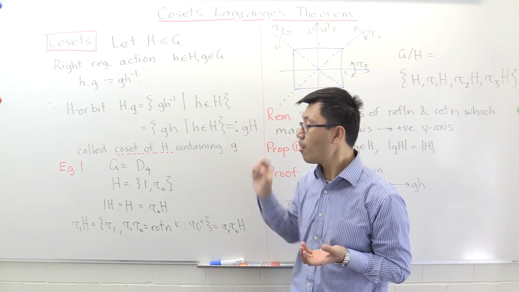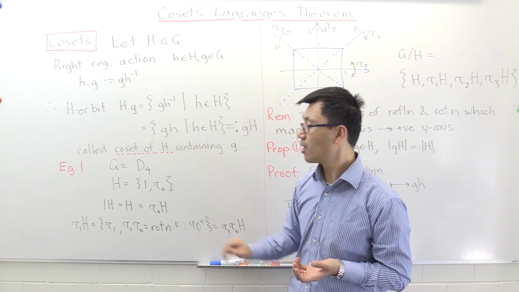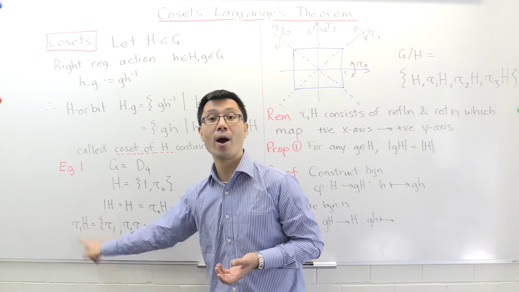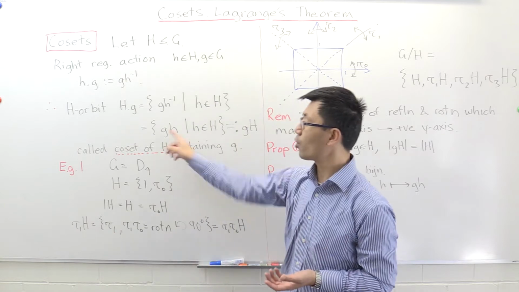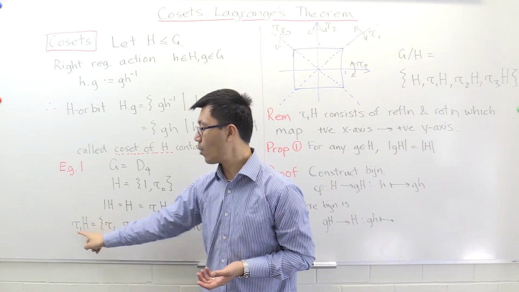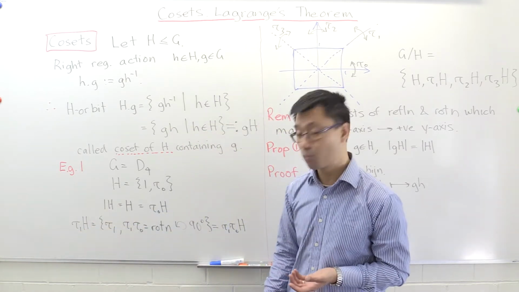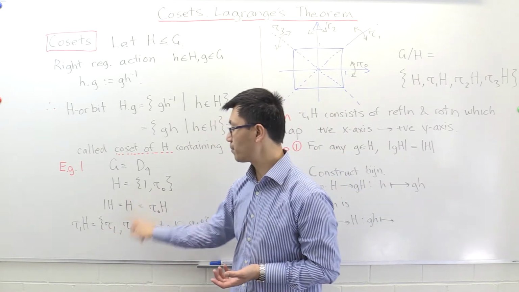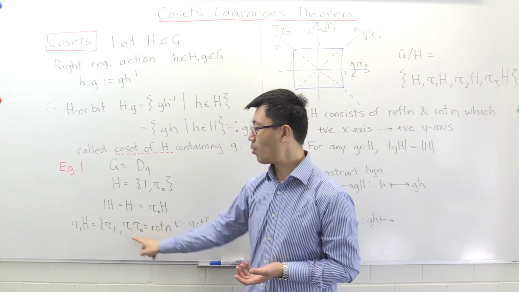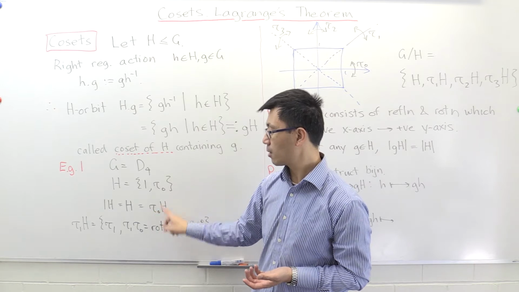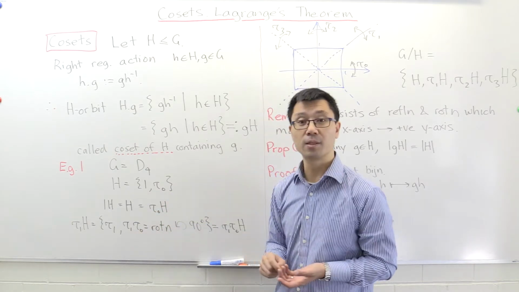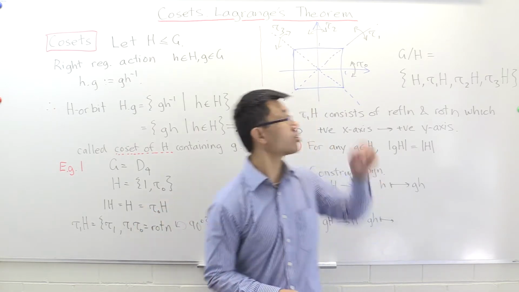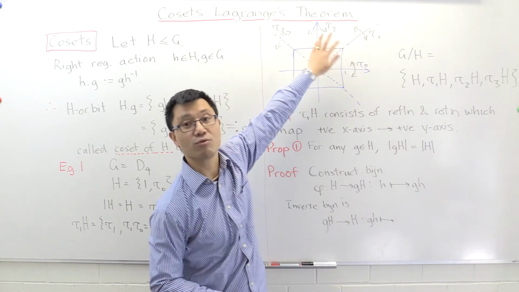Okay, let's look at another more interesting coset. So we're going to look at the coset containing tau 1, tau 1H. So according to this, you just look at all the tau 1 times elements in this subgroup. So you get tau 1 times 1, which is tau 1, and you get tau 1 times tau 0. That's the other element. So this is a product of two reflections, this reflection here and this reflection here.